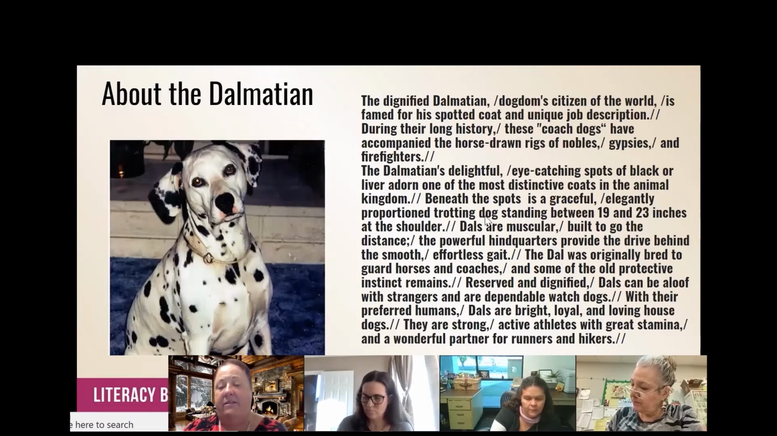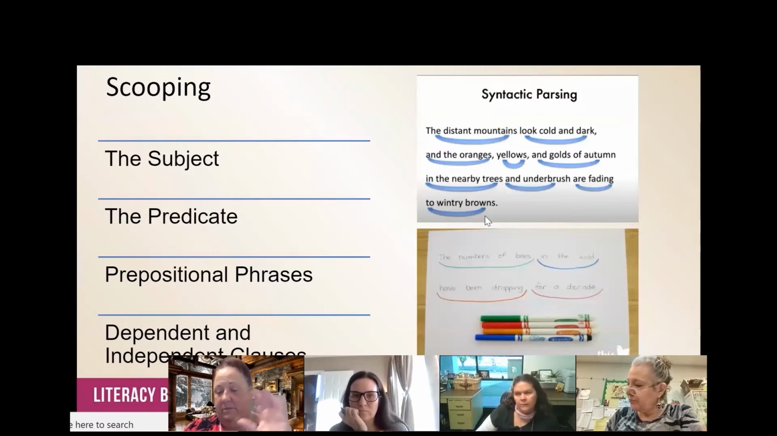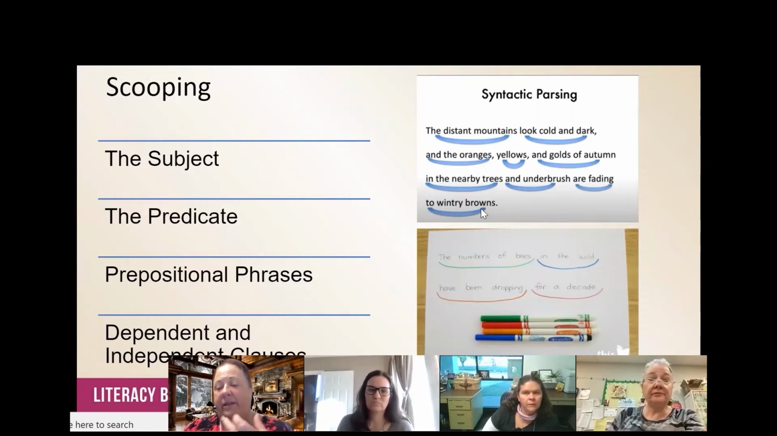Taking that then to scooping, because as good readers, we read in syntactical chunks. You may not know that, but you do. So when you do a read aloud, you do it with automaticity and you don't even think about it.